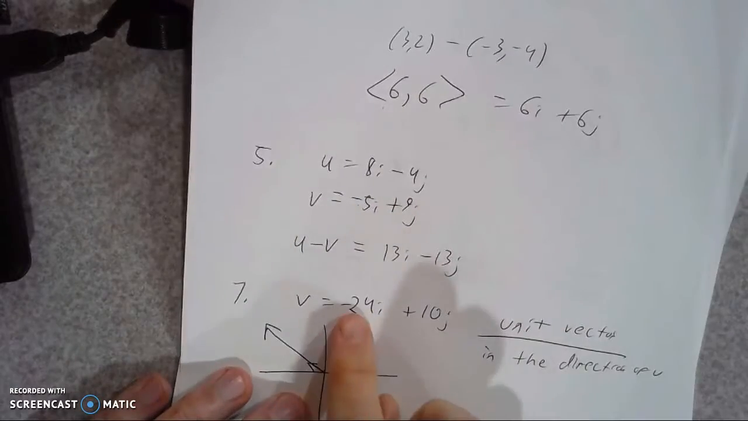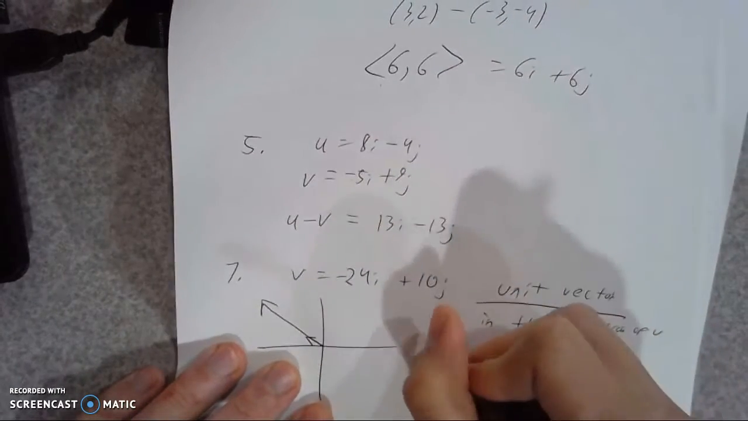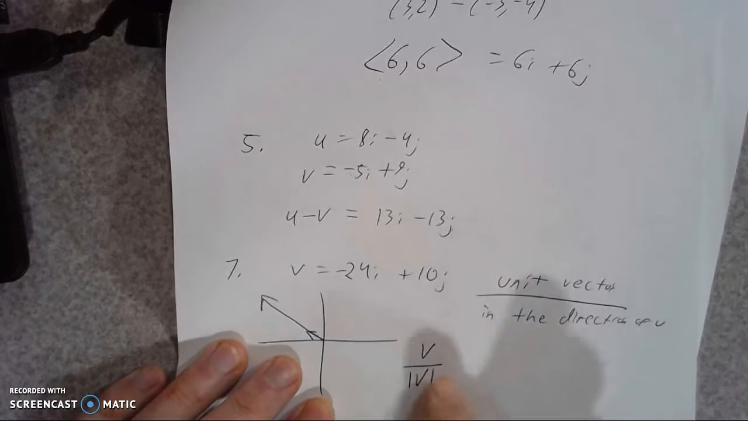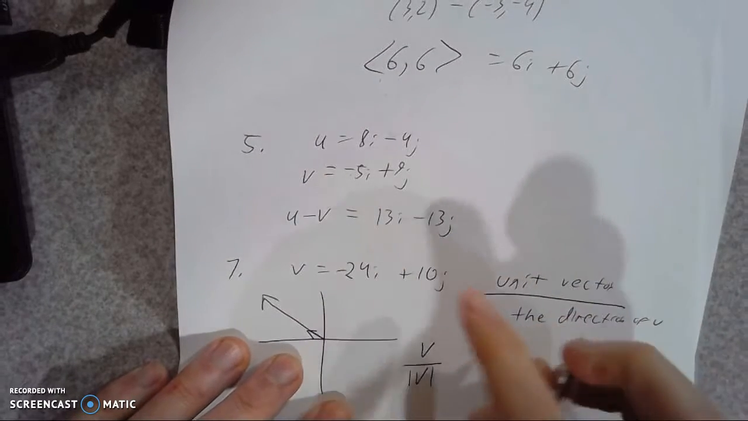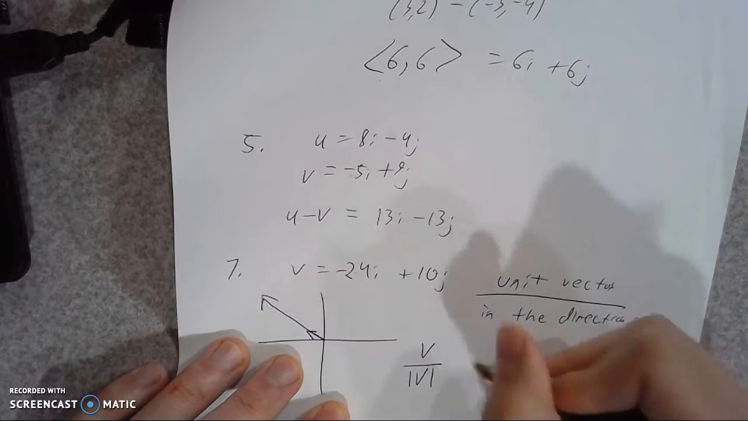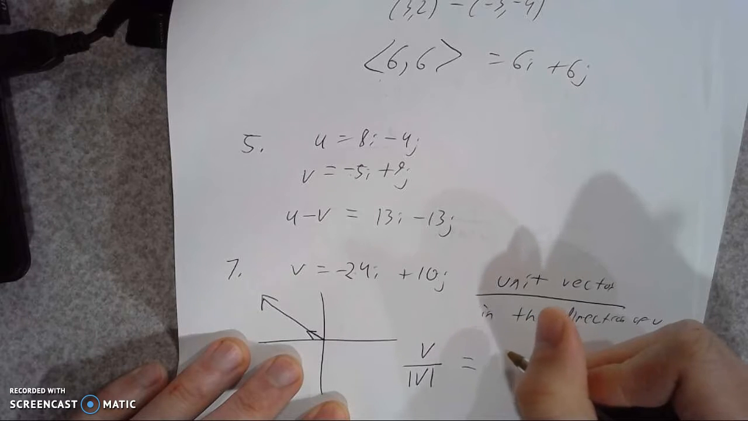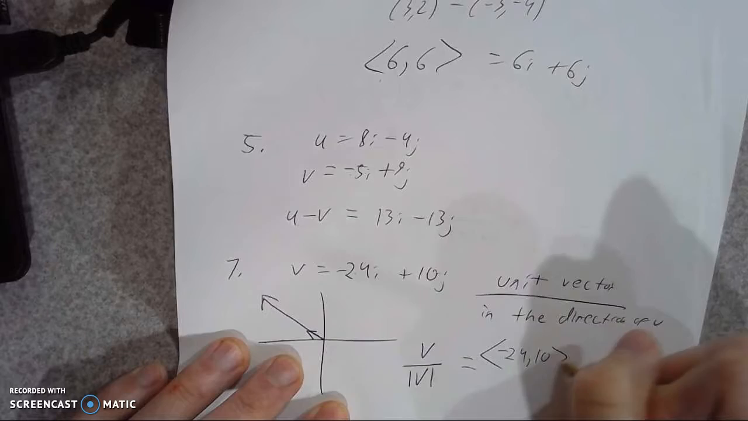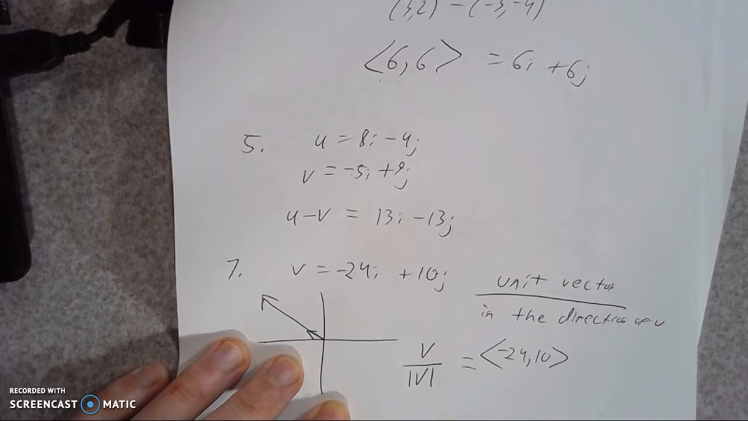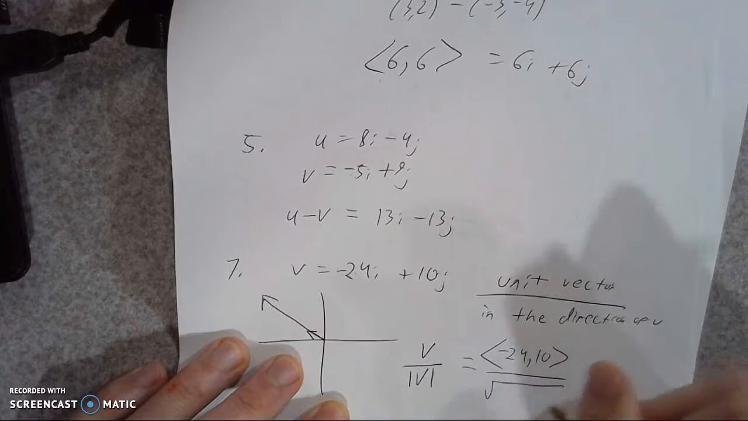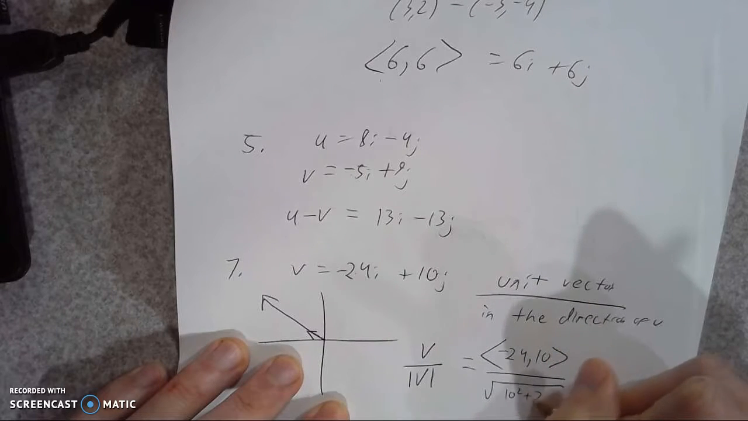So the way that you do this is you take this vector and you divide it by its length. So we have to find the magnitude of this vector. Well, the magnitude of the vector, you square this. So we're going to take -24, 10. I'd rather write it that way for right now, although I guess they want it back in terms of i and j in the end. And then we're going to divide by the square root of 10 squared plus 24 squared.